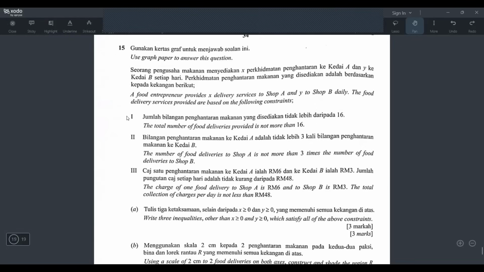All right, I'm at my last question. I think this is the last, right? Yeah, 15. This has to use graph paper 1. It's called the linear programming chapter. Okay, let's read the question. Use graph paper to answer this question.